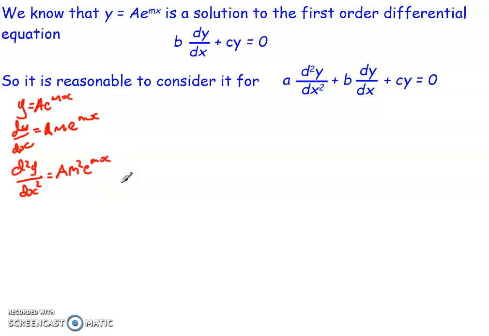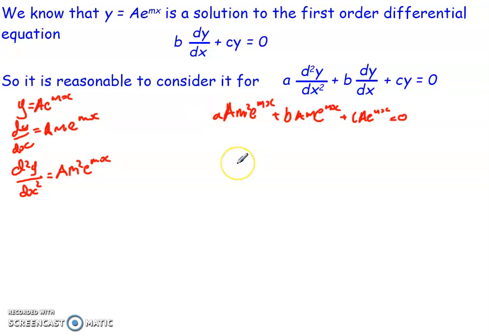So what I can now do is take this and substitute it back into my second order differential equation. What that will then give me is a times a m squared e to the mx plus b times a m e to the mx plus c a e to the mx equals 0.